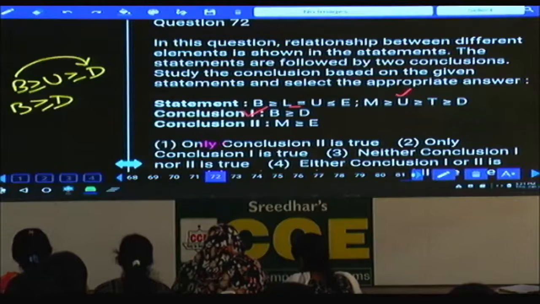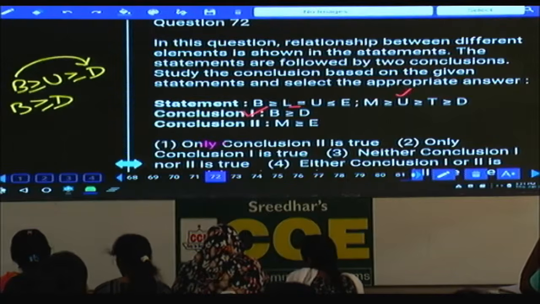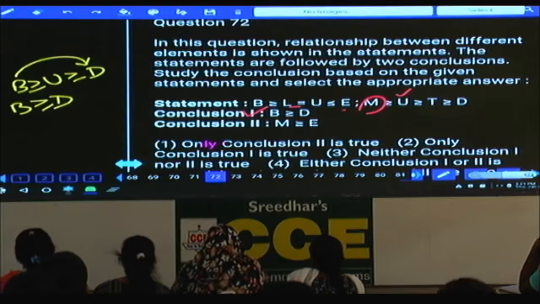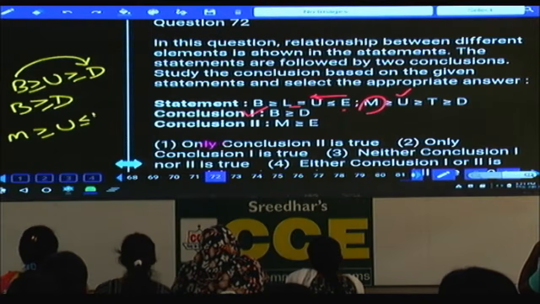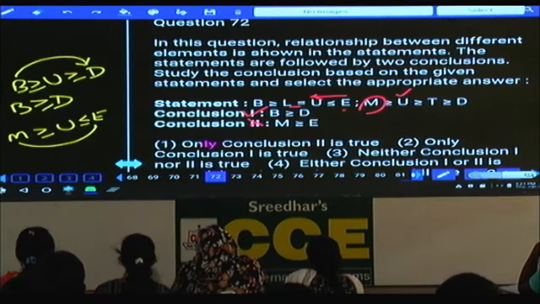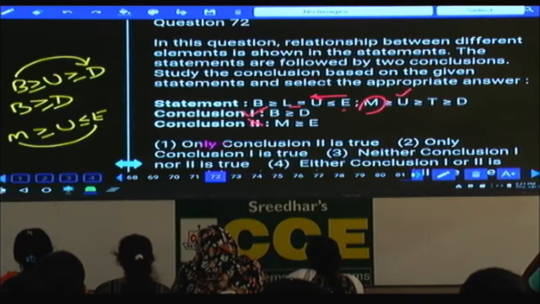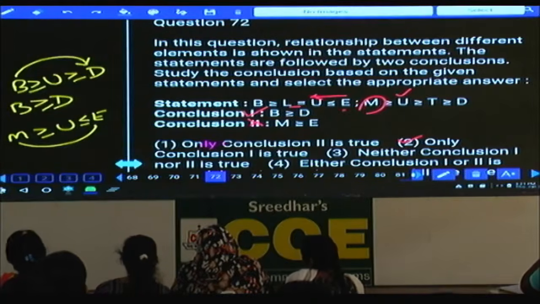Conclusion 1. Then coming to the second, M and E. M is here, E is here. Tell me which element is common here? U is common. M greater than or equals to U. U lesser than or equals to E. Now between M and E, lesser than, greater than, two opposite symbols. No relation can be drawn. Only conclusion 1 is true. Only one, choice 2 is the answer. Now question number 72 is choice 2.